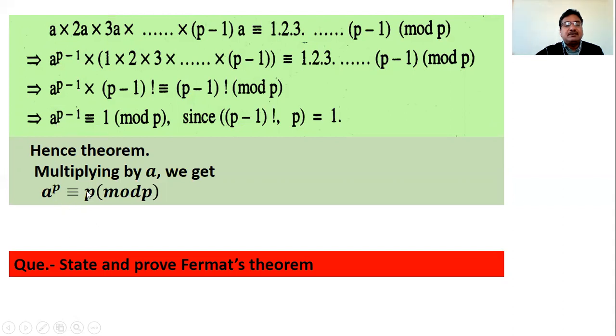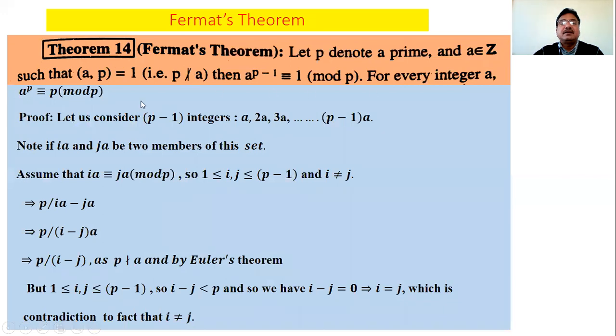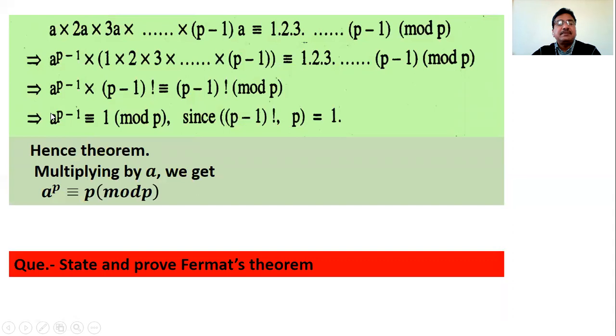Here, correction: write A modulo P. Don't write AP. Also here is the correction: write here A. Therefore A raised to P is congruent to A modulo P. So this is Fermat's theorem.